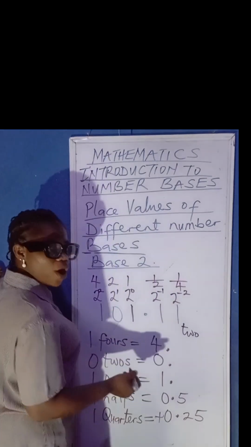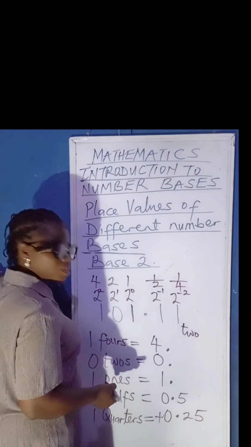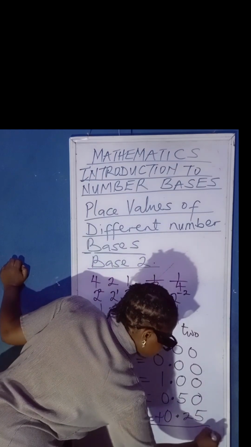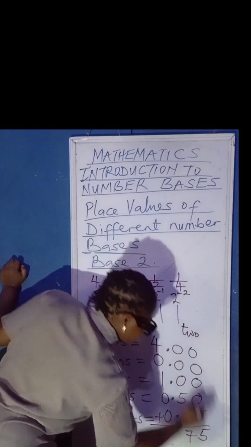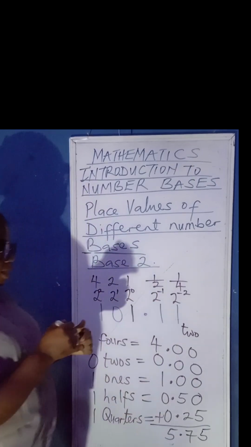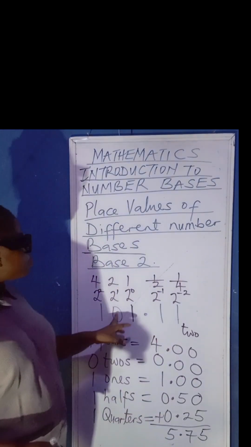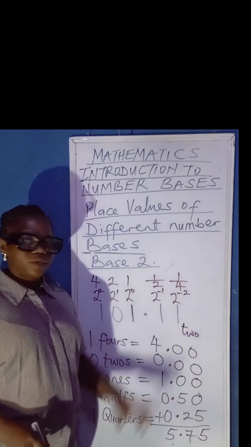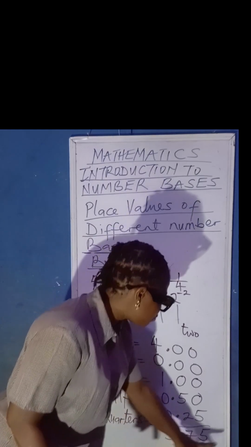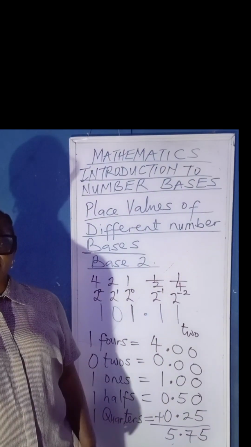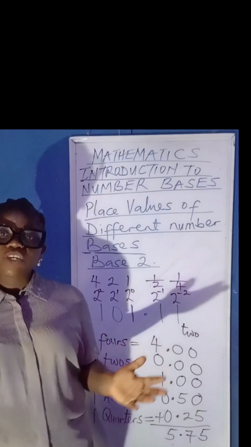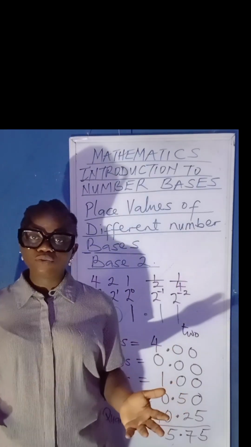So I'll be filling all empty spaces above with zeros. Let's add up. This means I have 5, 7 points and 5. This means that 101.11 in base 2 is equivalent to 5.75 in base 10. This is just the basics of conversion of other bases to base 10.